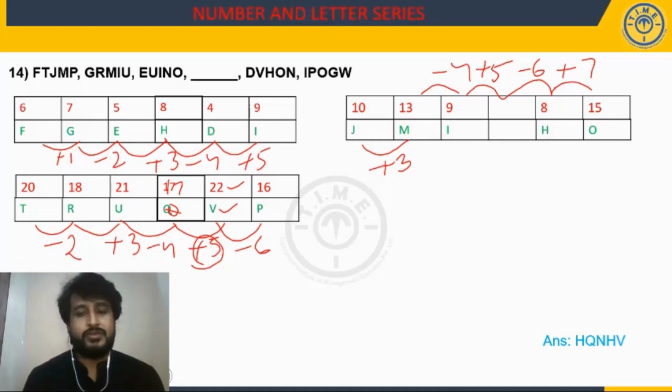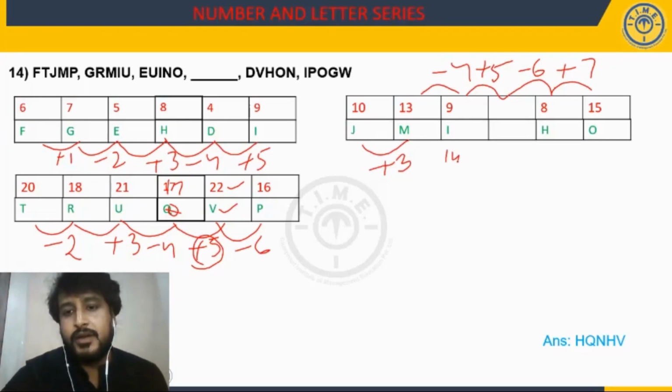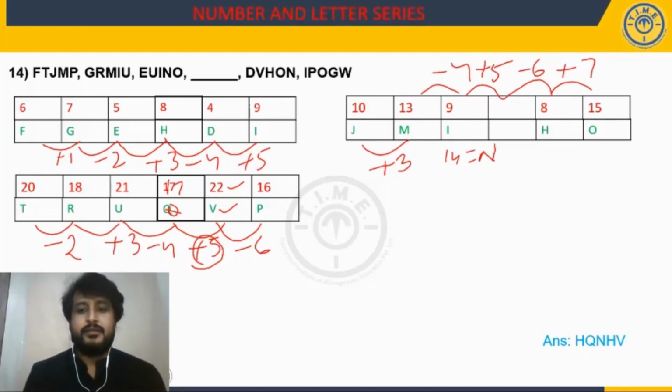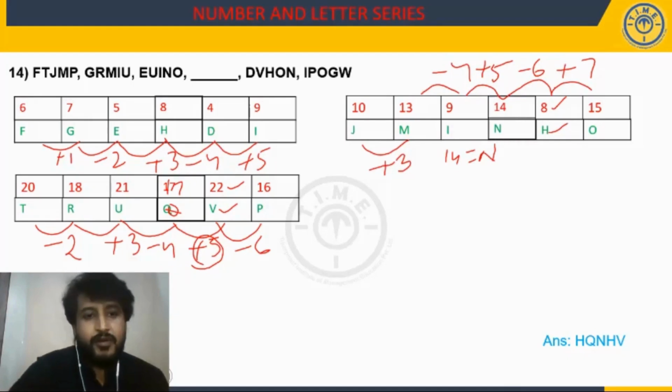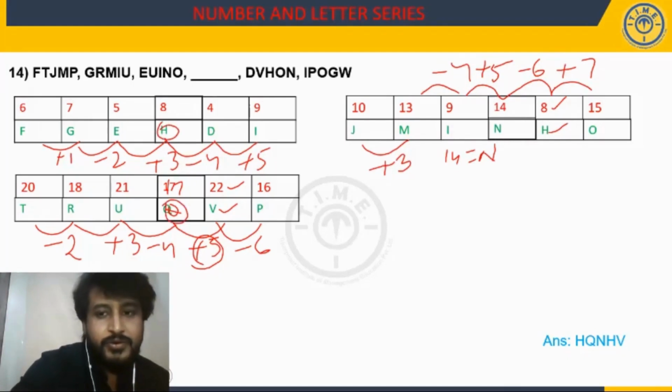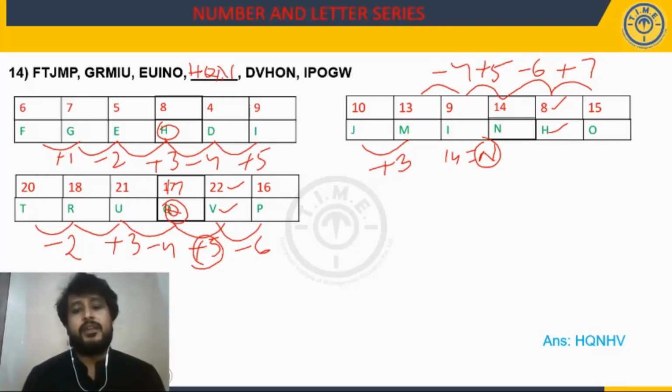But we need to confirm and cross check it, right? So 9 + 5 is 14. Which letter's place value is 14? N. N's place value is 14. Now if that is N, what is the next logic? -6. 14 -6 is 8. It is matching, and H's place value is 8. So no issue. So what is the logic? We can confirm: +3, -4, +5, -6 and +7. And what is the required element? N. So far the required elements are H, Q and N.